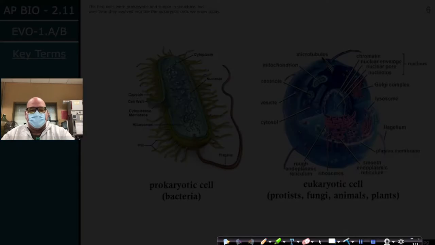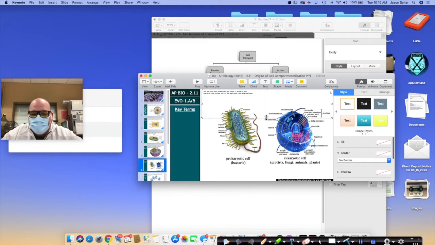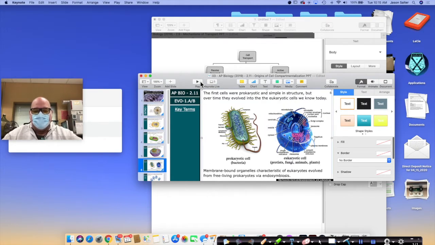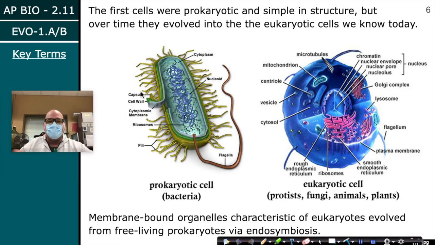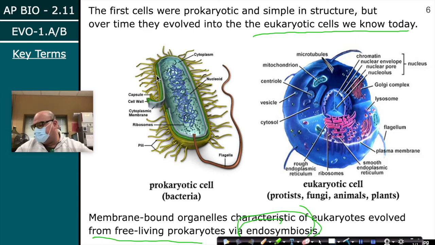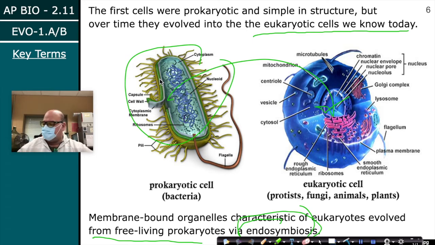All right. Let me make this a little bit bigger. There we go. Okay, so as I said a minute ago, the first cells were prokaryotic and very simple in structure. But we know over time they evolved into the eukaryotic cells. So what we see are membrane organelles that evolved in eukaryotes, formed from prokaryotes by something called endosymbiosis, okay? Endo means inside, symbiosis means living together. So we think this guy moved in and just said, I'll do something for you if you do something for me. So let's take a look at that.